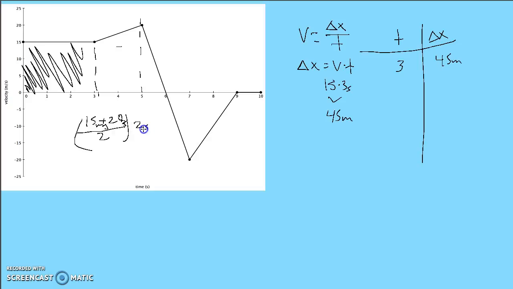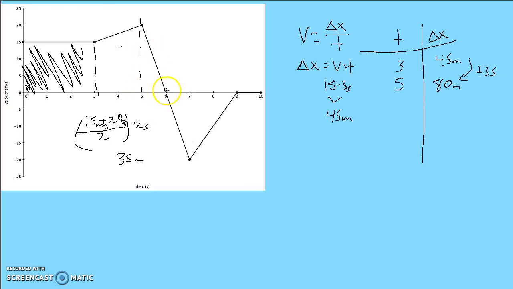When we multiply that by the 2 seconds, we're going to get a displacement of 35 meters, which means we've traveled by 5 seconds an additional 35. Okay, which would place us at a total displacement of 80 meters. All right? And now we would need to find the area of this little triangle here.